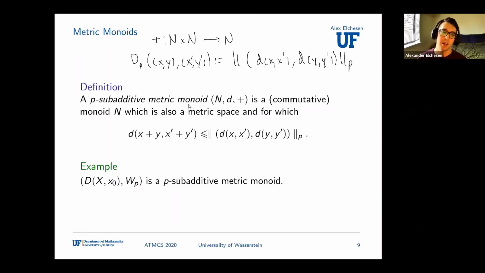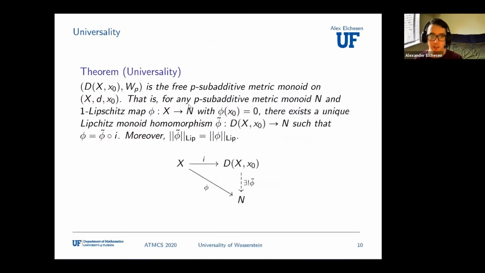An example of such an object is the one we care about. The space of diagrams on a pointed metric space together with the p-Wasserstein distance is a p-subadditive metric monoid. So now I can state the universal property. It's exactly that the space of diagrams with the p-Wasserstein distance is the free p-subadditive metric monoid.